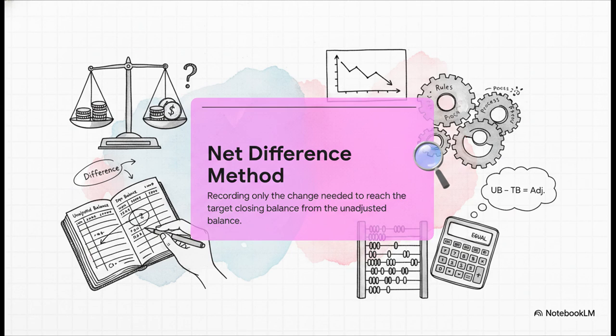For example, within that credit and debt management bucket, you just need to apply standard, familiar rules. A classic one is the net difference method for doubtful debts. Instead of blindly wiping a ledger clean and starting over, which please don't do, you just calculate the difference between the unadjusted balance and your target closing balance and adjust for that exact amount. It's just simple, focused math.